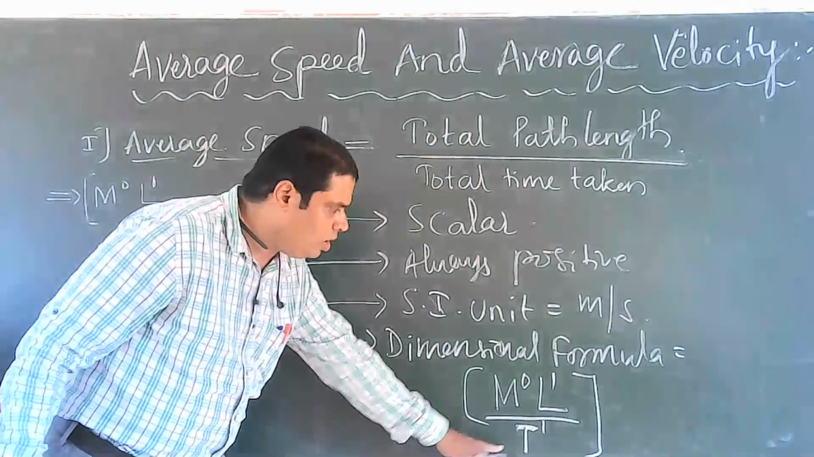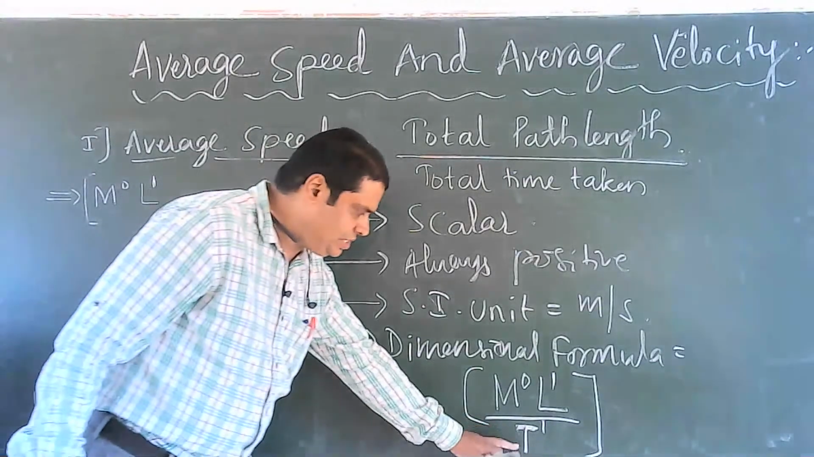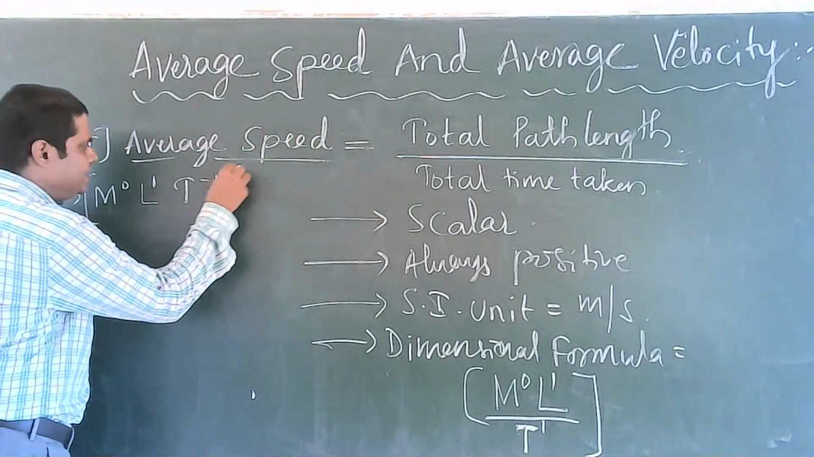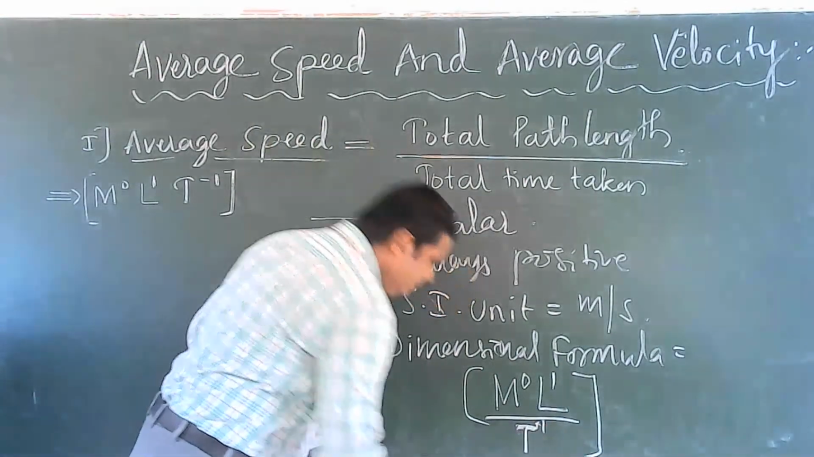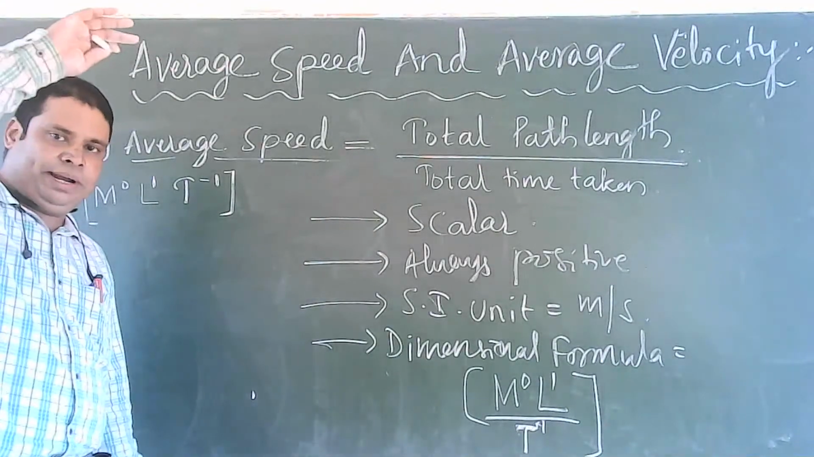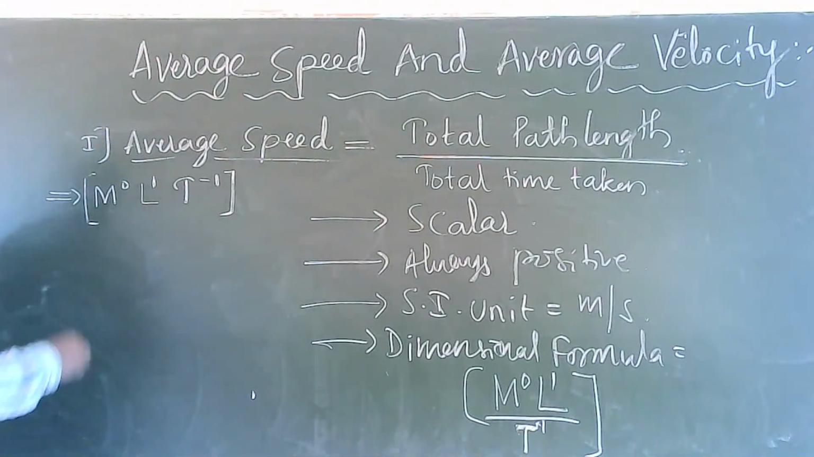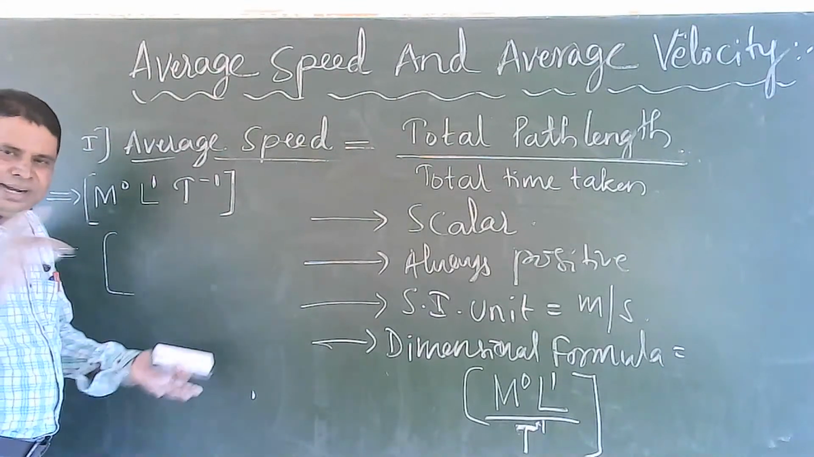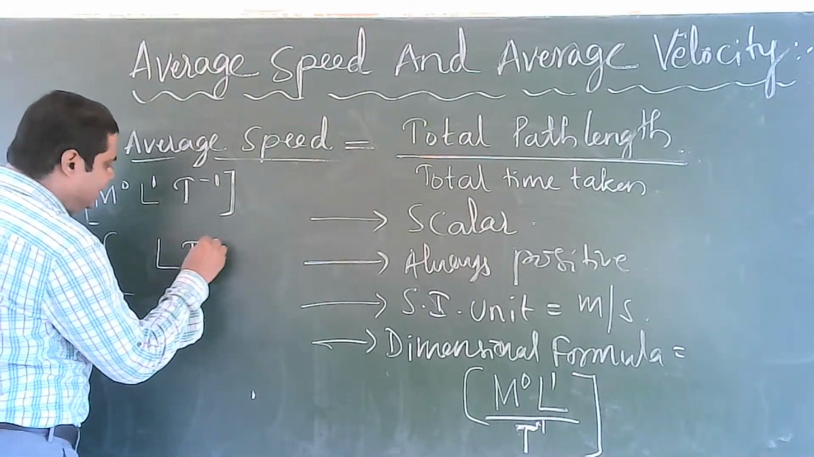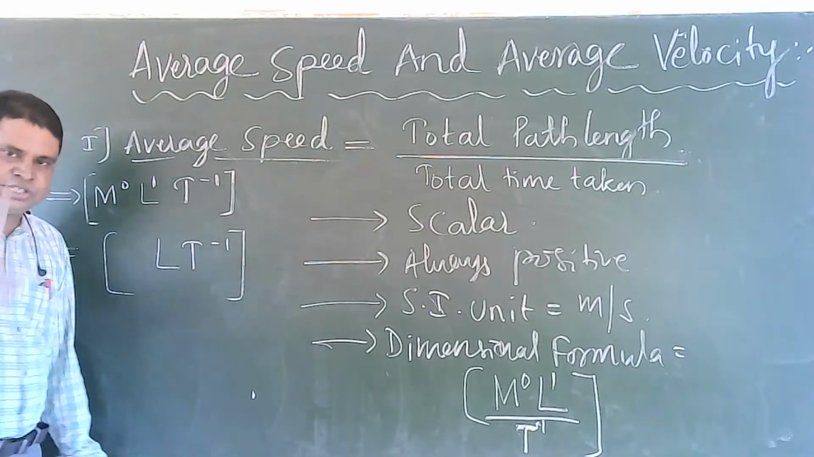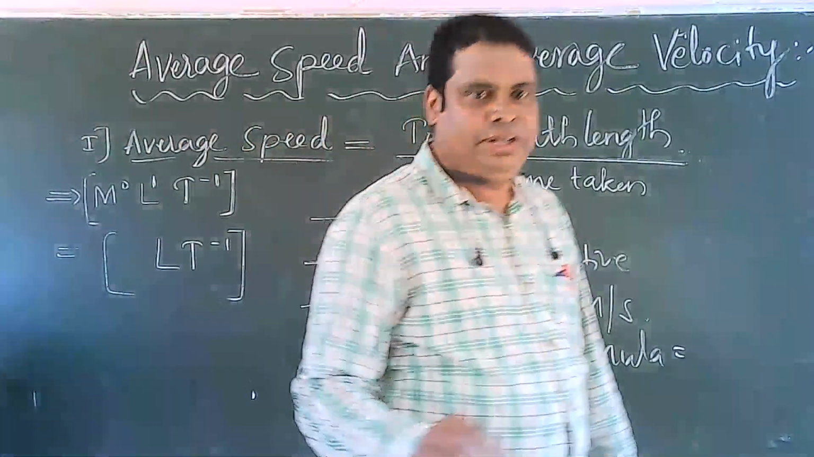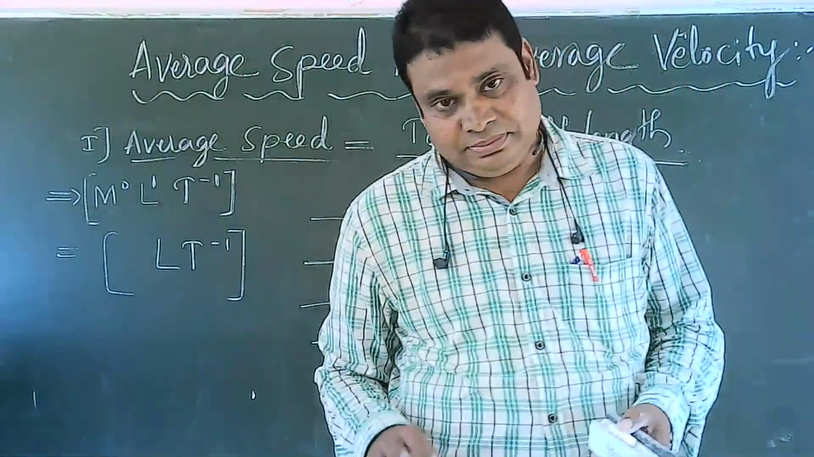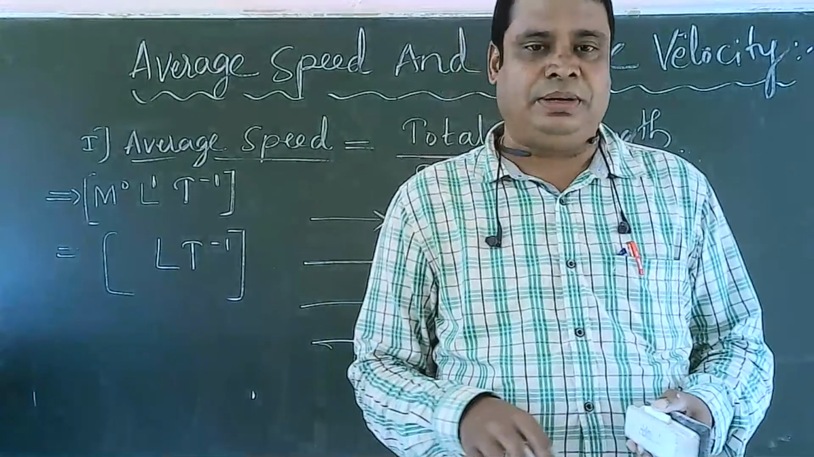If you take this denominator to the numerator, then T will be -1 instead of +1. If you take this to the numerator, what do you get? T raised to -1. Or simply, as I discussed, M raised to 0 is 1, leave it. L raised to 1, you won't write L raised to 1. I can write L T raised to -1. T raised to -1 you must write. Okay, there is no condition for this. You have to remember this dimension formula.